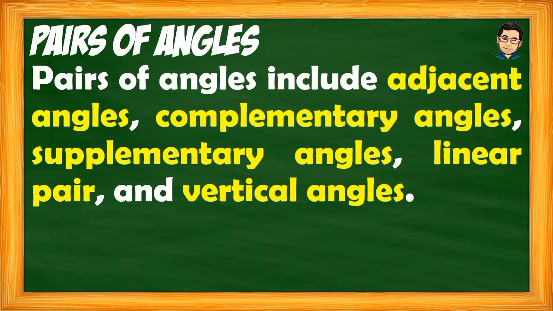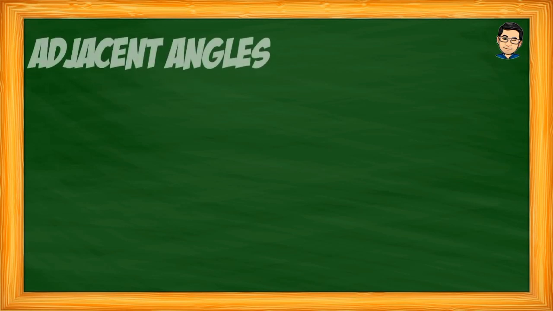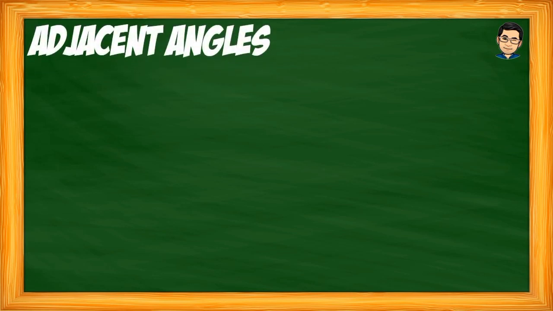So, pairs of angles include adjacent angles, complementary angles, supplementary angles, linear pair, and vertical angles. So, meron po tayong 5 pairs of angles. Iisa-isahin po natin yan, i-define po natin, and then as well as illustrate po natin. So, first on the list, adjacent angles.